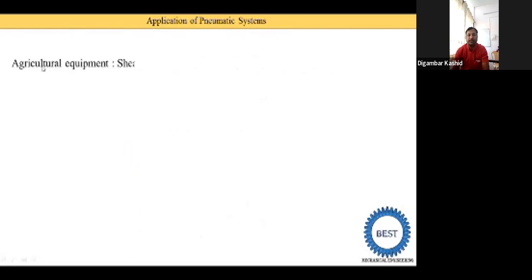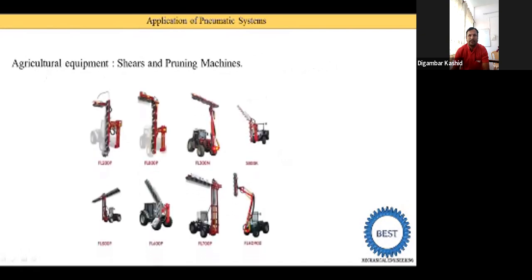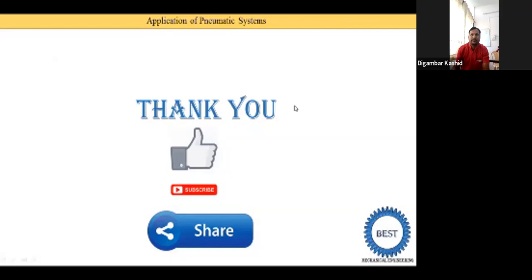And the last application is agriculture equipment. In agriculture, shears and pruning machines are used for different types of crops. Here you see various types of pneumatic machines that are used for agriculture purposes.